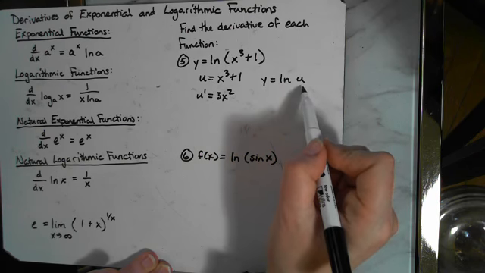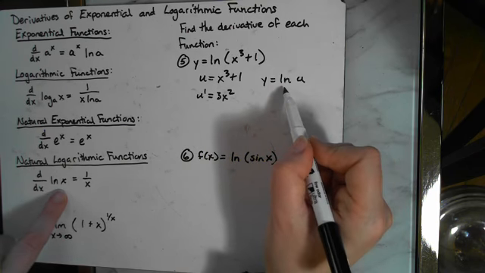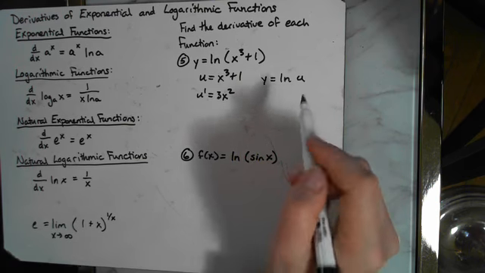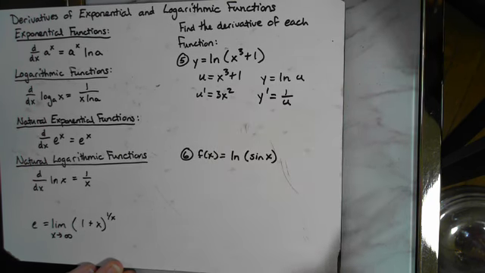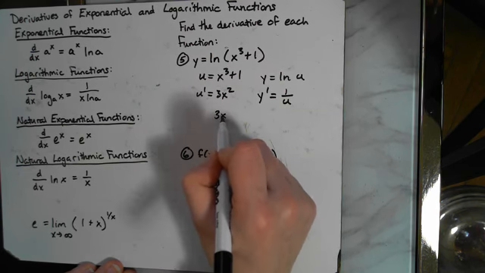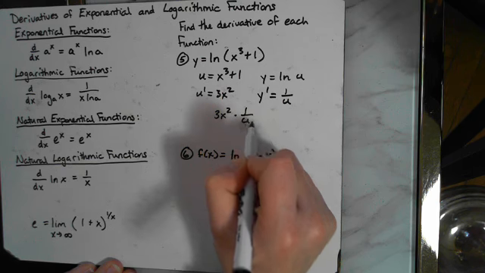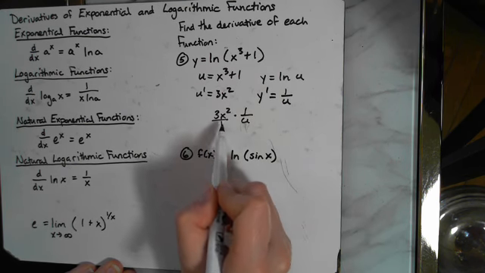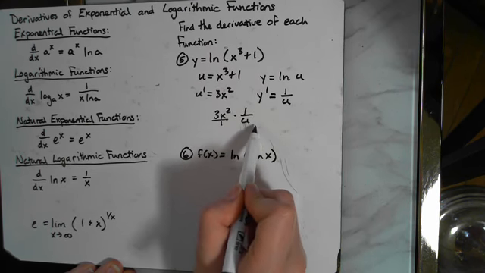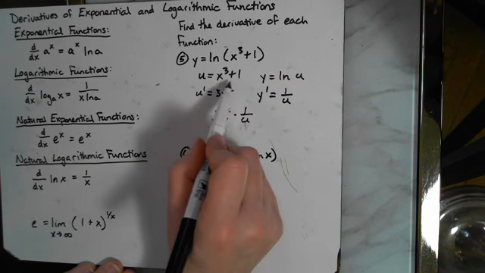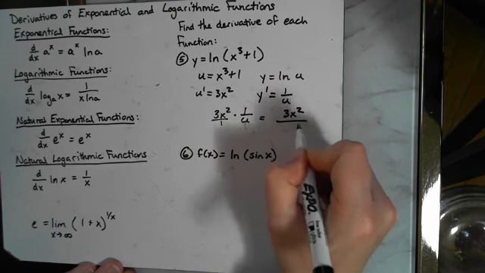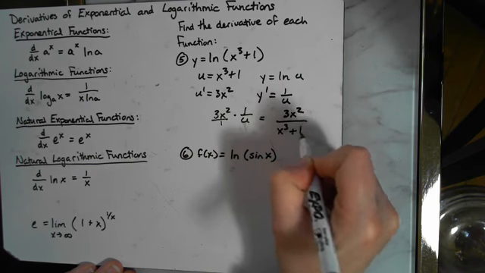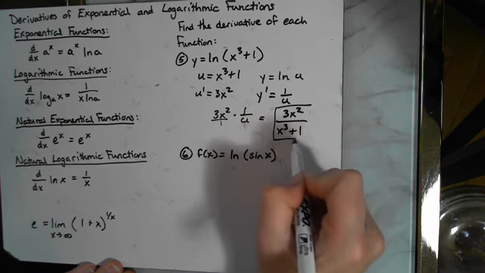Over here, I'm going to apply my formula. The derivative of the natural log of x is 1 over x, so in this case the derivative of the natural log of u is 1 over u. Now I'm going to multiply them together. I have 3x squared times 1 over u. I need to simplify, so multiply the numerators, multiply the denominators, and replace u with what it was. This comes out to be 3x squared over x cubed plus 1. And that is my derivative in this case.